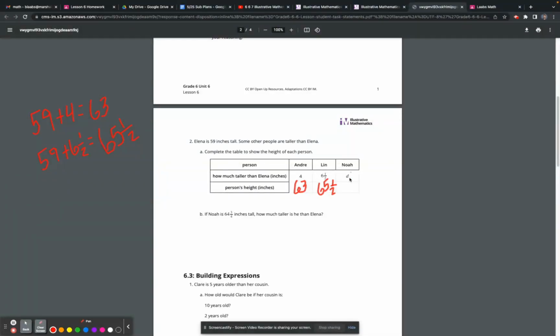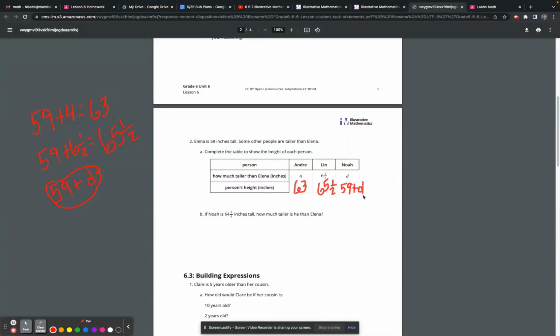Now Noah is D. What I would do if I knew what Noah's height was or how much taller he was, I would just add it, but we don't know, so I'm going to replace this number here with D because we don't know that height, and that is actually then going to be our answer for that box. Noah would be 59 inches plus D, whatever that difference is. I think that's why they use the letter D for difference. That would be his height.